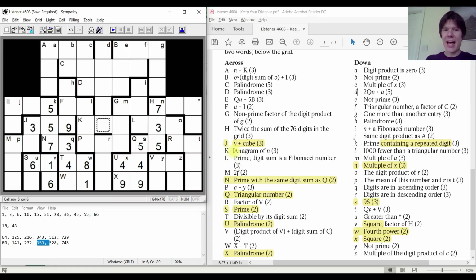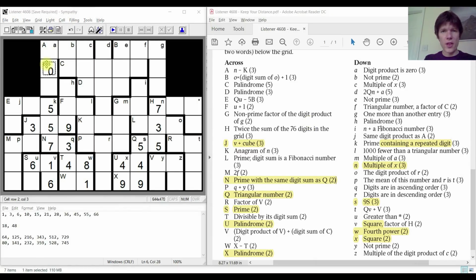But we know that big K is an anagram of n, and n is 735. So that means that this cell here must be a 3, a 5, or a 7. So that cell there must be a 3, a 5, or a 7, and therefore the 0 in little a down can only go in the middle.